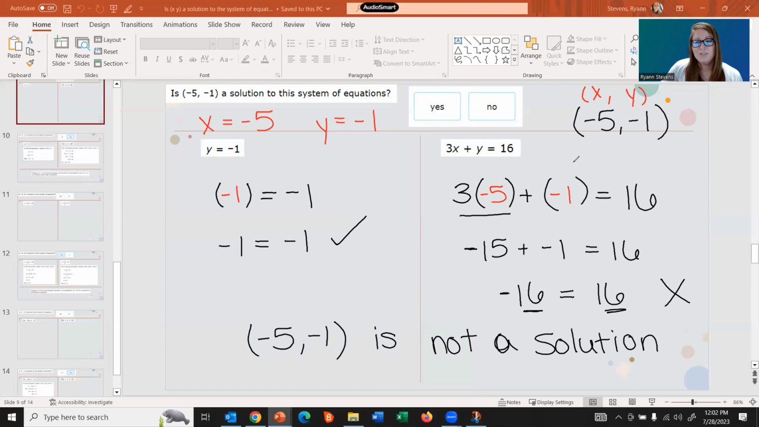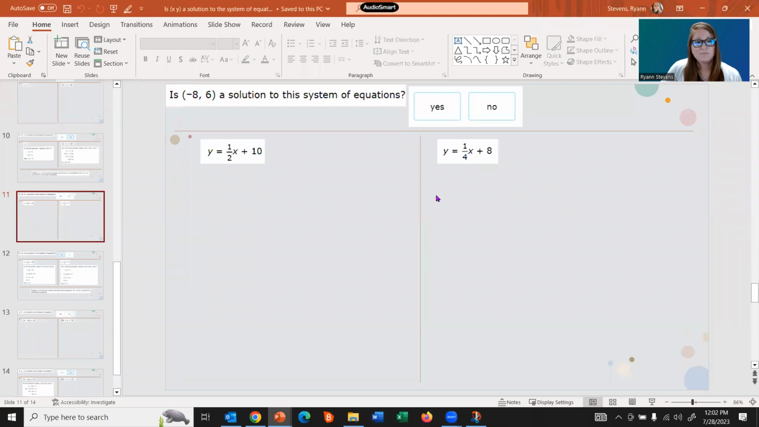All right, we're going to move on to another example, just a few more, just to practice. So let's take a look at this next one. We've got, is (-8, 6) a solution to this system of equations? So we know that we've got our ordered pair of -8, 6, which means the first one is our x, the second one is our y. Anywhere we have the variable x, we're going to plug in a -8. And anywhere we have a y, we're going to plug in the value of 6.